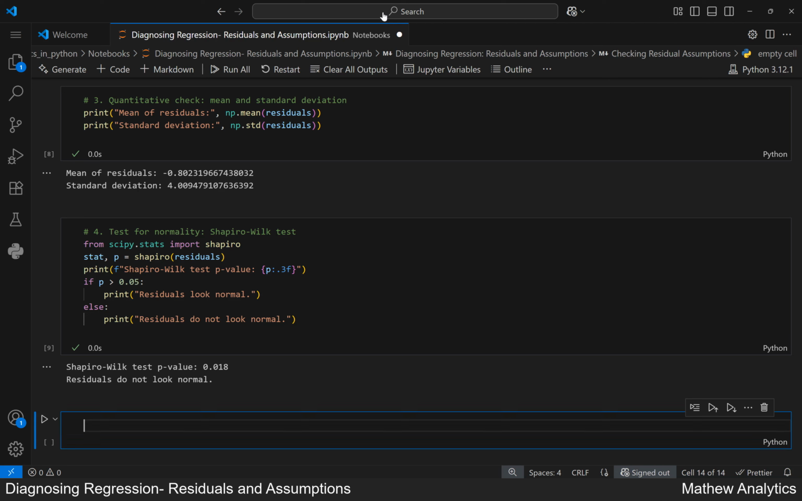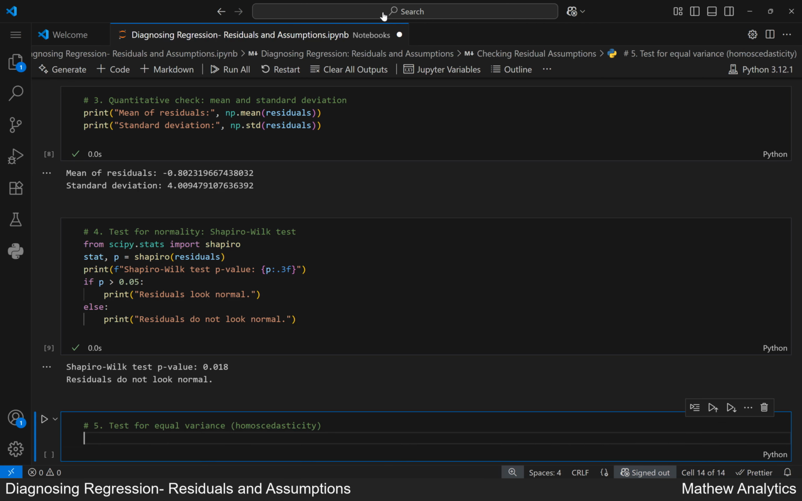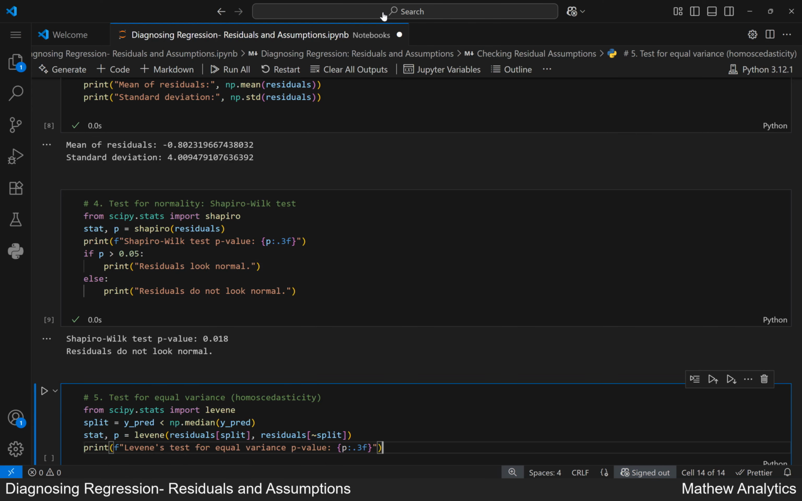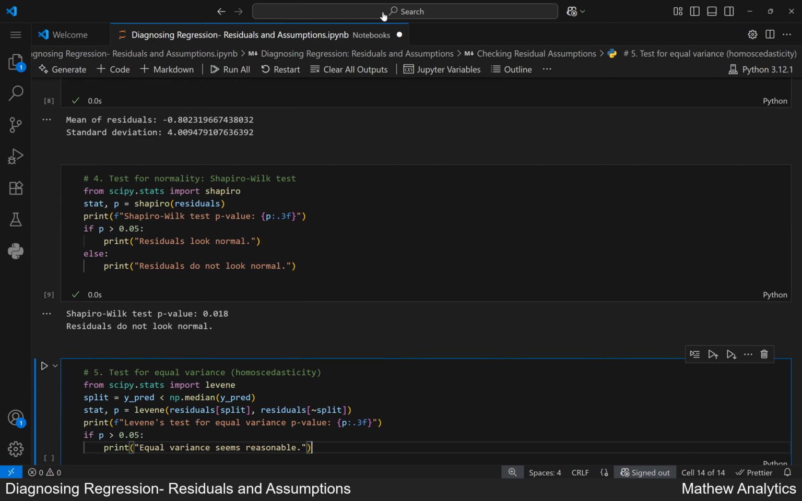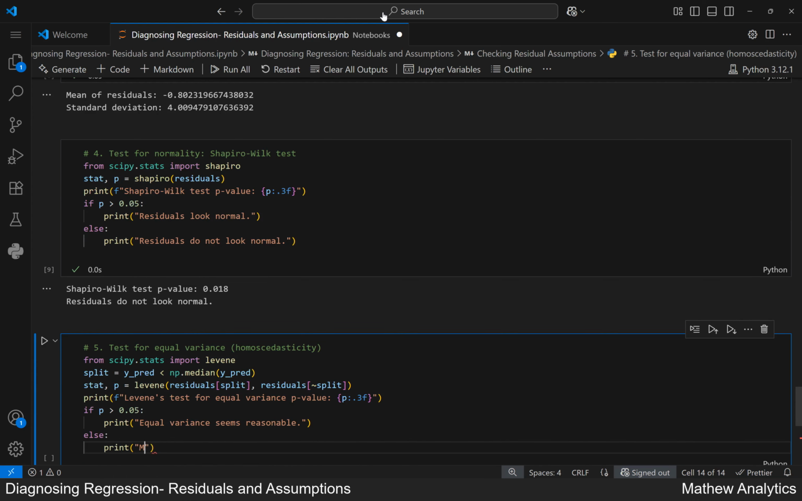Let us check for equal variance next. The Levene's test tells us if the spread of residuals is similar across predictions. We split the data into two groups and compare their variability. High p-value means equal spread is okay. Low p-value means the spread looks uneven or heteroscedastic. We print results and a gentle message for beginners. Running the cell now. Can you describe what you see in the spread of points in the earlier plot?